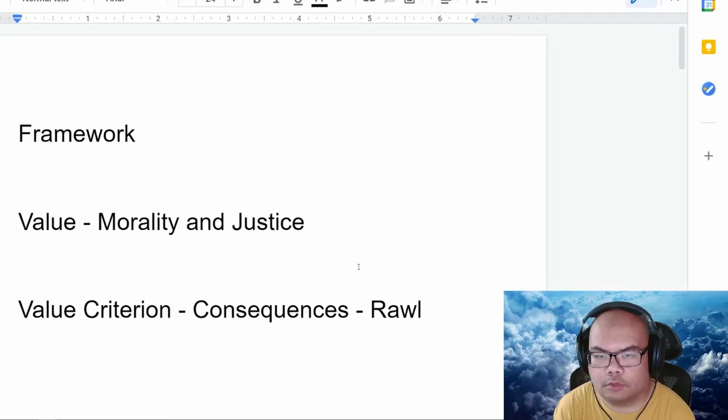So first off, let's talk about what framework is. Simply put, framework is how the people in the round should evaluate the debate. Specifically, and most important, is the judge. Because the judge has to render a decision, they have to figure out, okay, through what lens should I be using in order to pick out who wins and who loses the round.